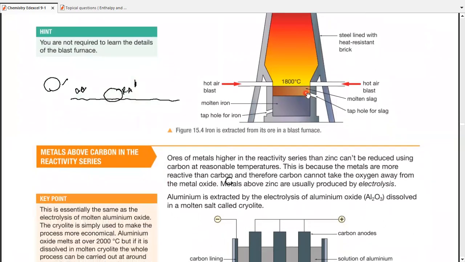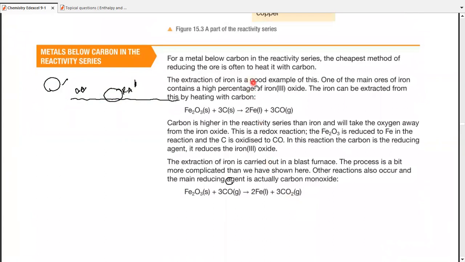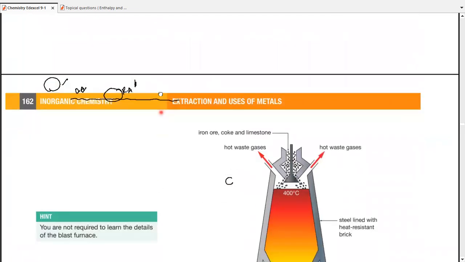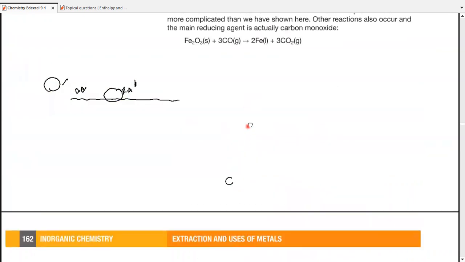and this diagram talks about different equations. You are supposed to go with the oxidation induction for these equations, but that's about it. You're not supposed to do anything else besides it. Why? There's a big hint over here. You're not required to learn the details of the blast furnace. So this comes in contradiction.